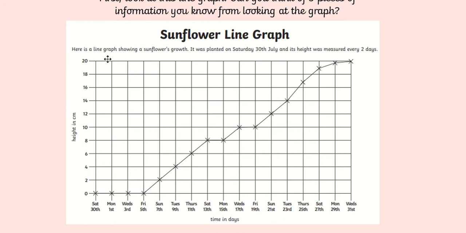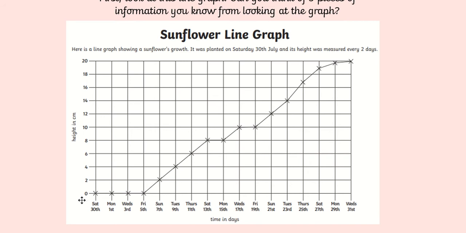Okay, we know here from the little sentence about it that this is a line graph showing sunflower's growth. It was planted on the 30th of July and its height was measured every 2 days. Okay, so we can see that when we've got these days, we're missing one out in between. So Saturday, didn't measure on Sunday. Monday, didn't measure on Tuesday. Wednesday, and then along it goes again. Okay, you could have said that the sunflower's height was increasing. When we see a line graph and it goes up, we know that it is increasing.